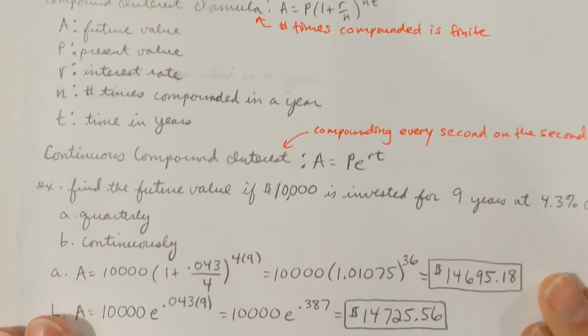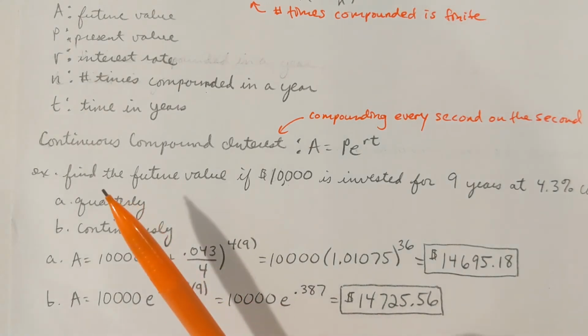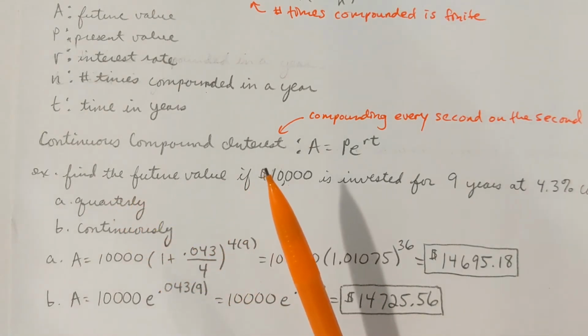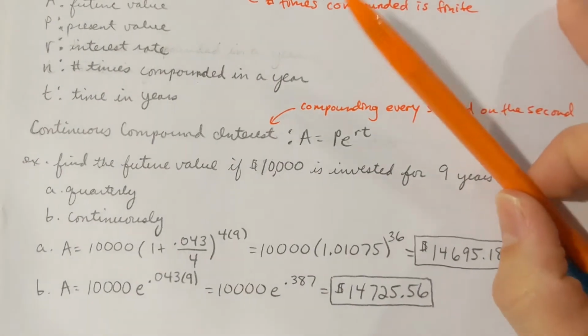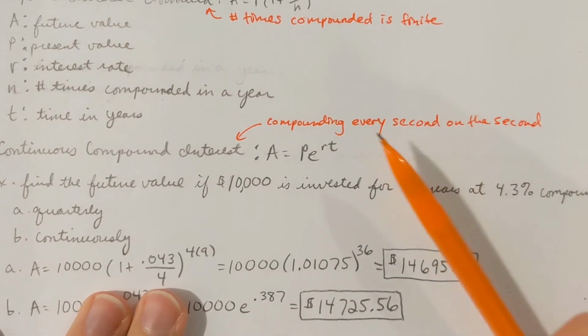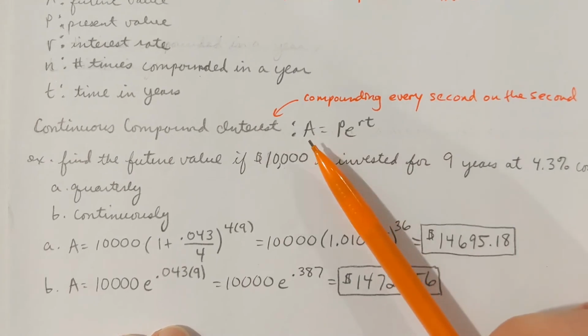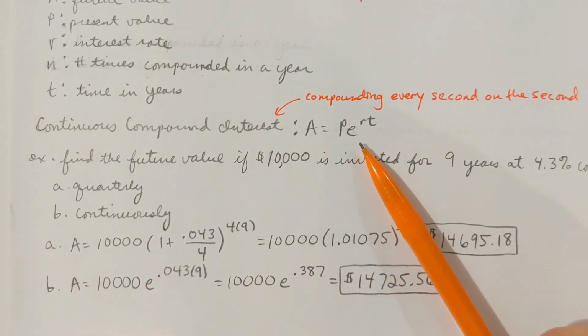Now, sometimes we calculate compound interest by using what's called continuous compound interest. Continuous compound interest just means that you're making the compounding period infinitesimally small. Or you can think of it maybe as compounding every second on the second type thing. Here would be the formula that you would need for when you're compounding continuously.